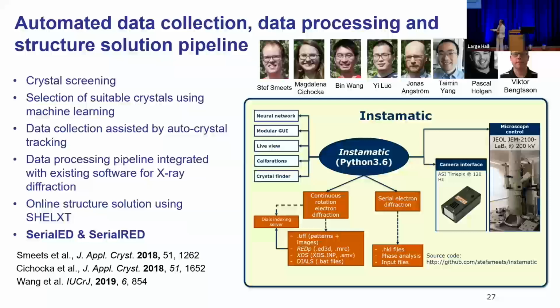And for data processing, we integrate the existing X-ray diffraction software and add an online solution. So the two methods we developed are called cRED and cRED. These two are for high-throughput data collection and structure determination.